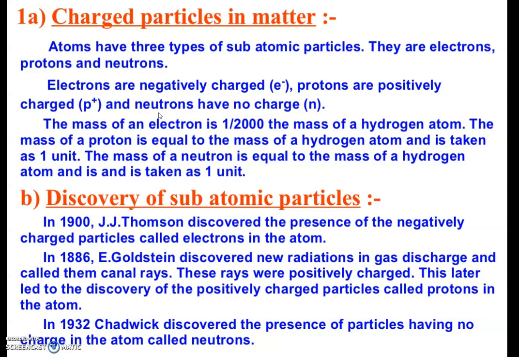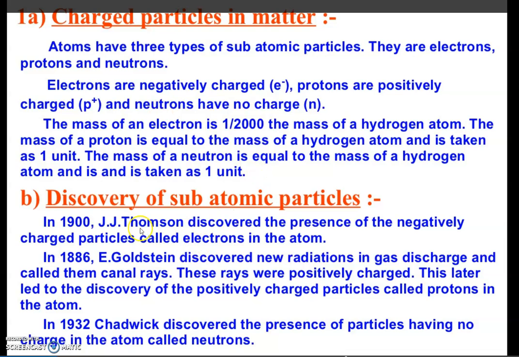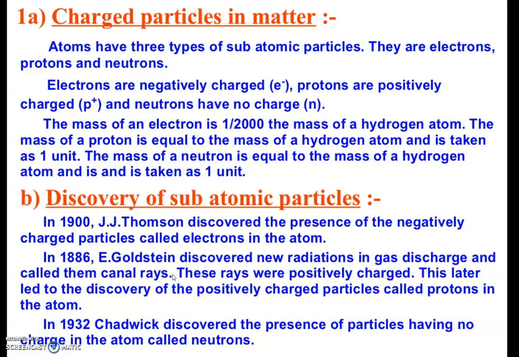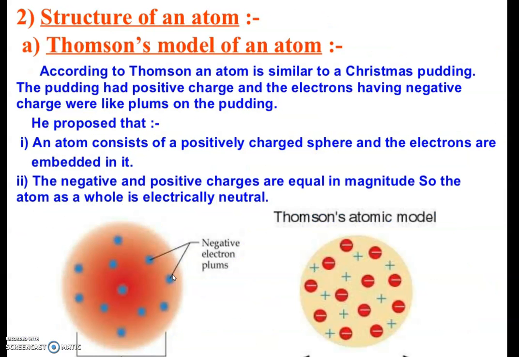And how did the discovery happen? Discovery of these subatomic particles? J.J. Thomson discovered the presence of negatively charged particles called electrons. J.J. Thomson identified electrons. Then Rutherford identified protons. Then Chadwick identified neutrons. The first model of the structure of an atom was given by Thomson.